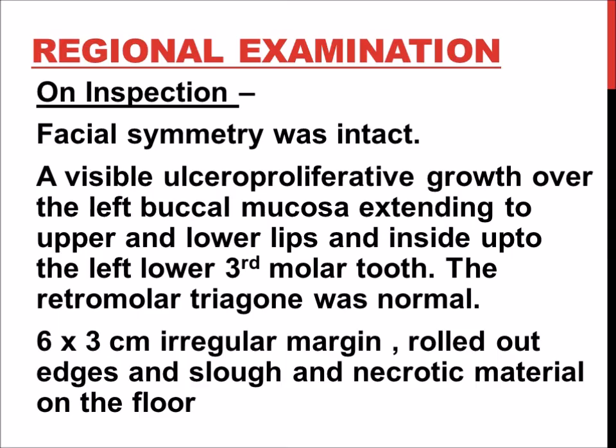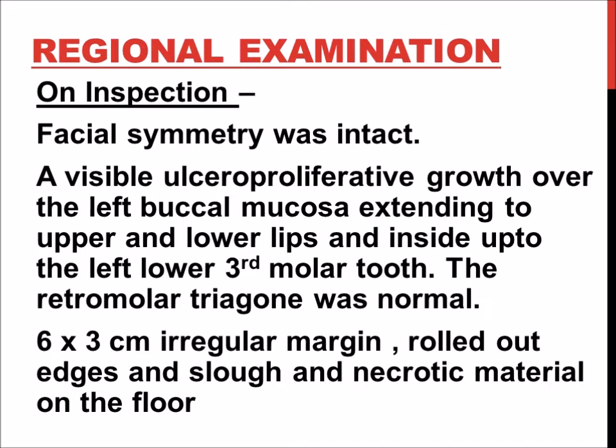The facial symmetry was intact, with a visible ulceroproliferative growth over the left buccal mucosa extending to the upper and lower lips inside, up to the left lower third molar tooth, but the retromolar trigone was normal. Now this is what we have seen in the examination. I earlier said that involvement of the retromolar trigone will lead to restriction in mouth opening. Here it is seen normal. That's why the patient is not having any restriction in mouth opening.